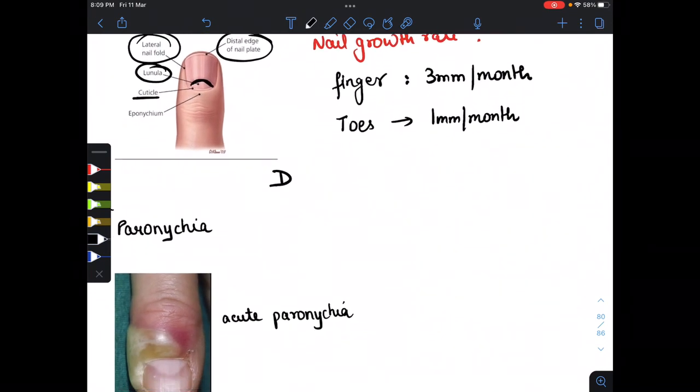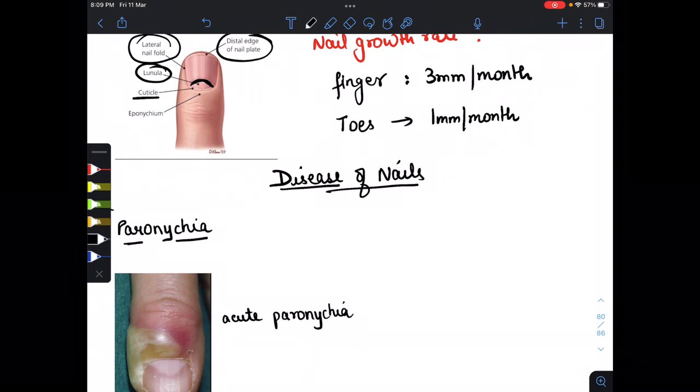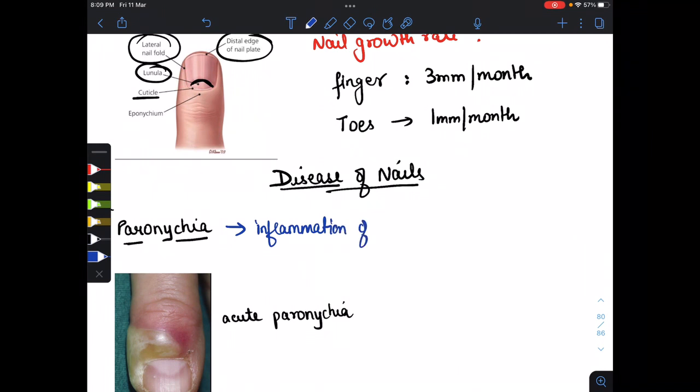Now, after the function and structure of the nails, the next topic is the diseases of the nails. How many types of diseases of the nails do we know? The first one is paronychia. Paronychia means inflammation is there. So paronychia is an inflammation of the nail folds.